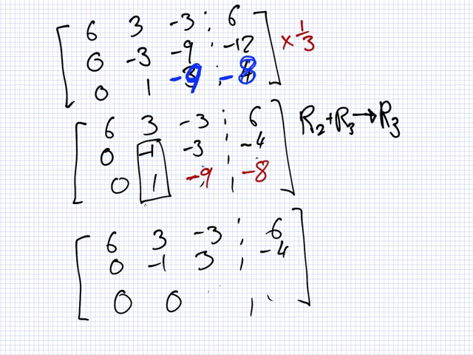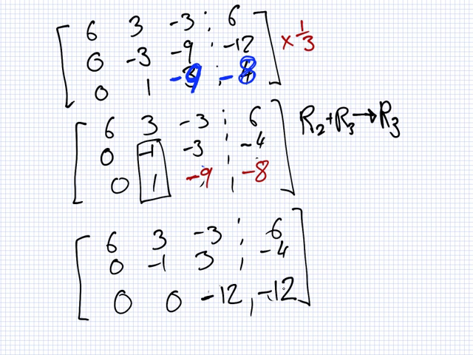Right, so let's try that again. 0 and 0, 0. Minus 1 and 1, 0. Minus 3 and minus 9 is minus 12. Remember, we're adding here. Yeah, minus 12. And then minus 4 and minus 8, minus 12. That's much better.